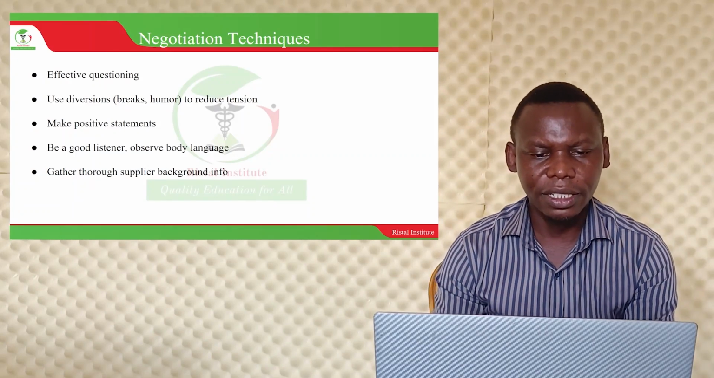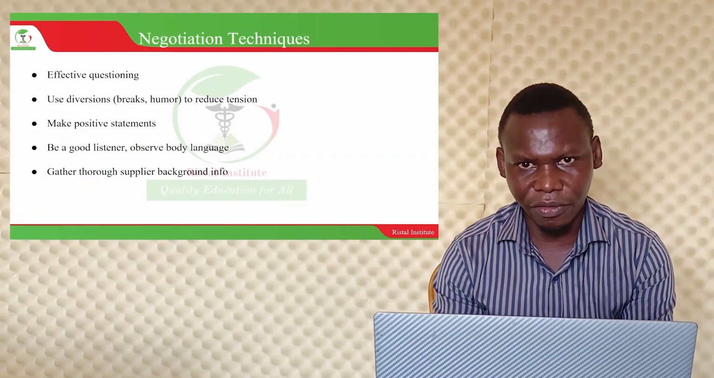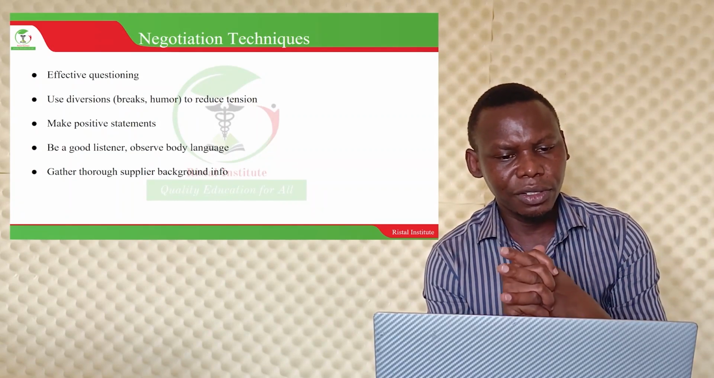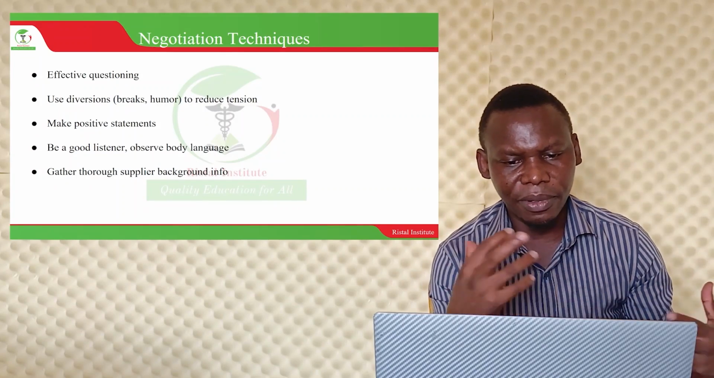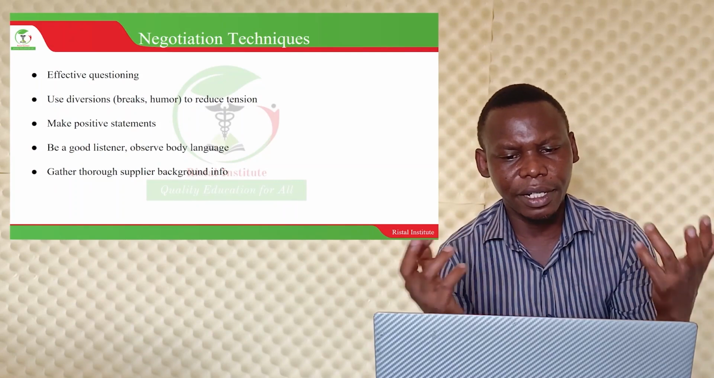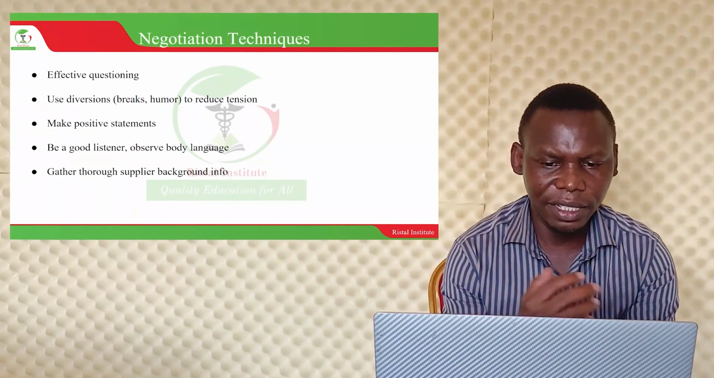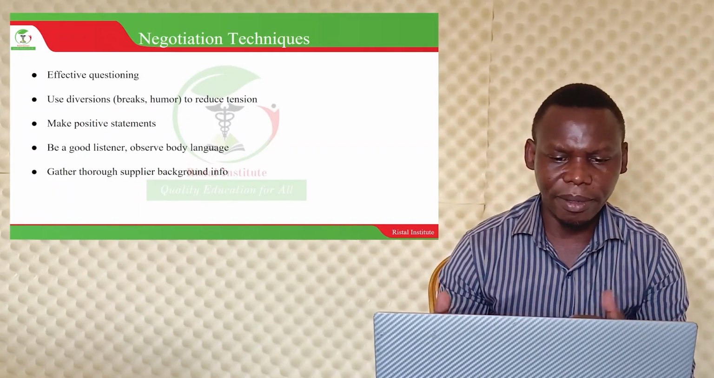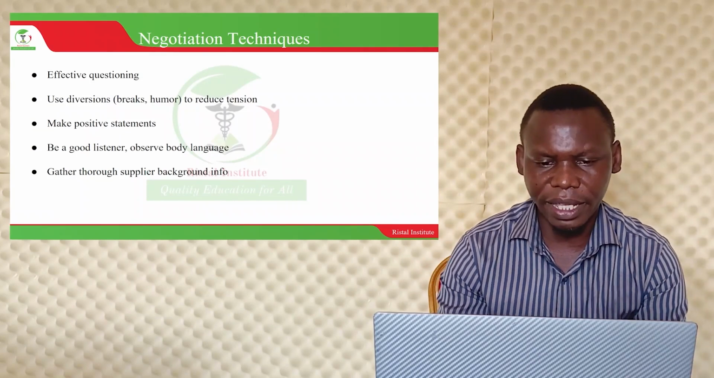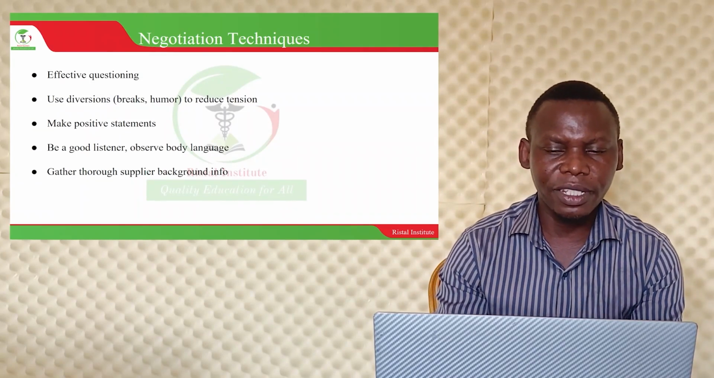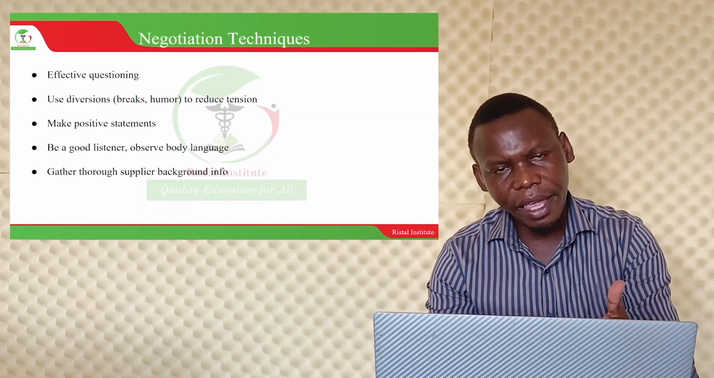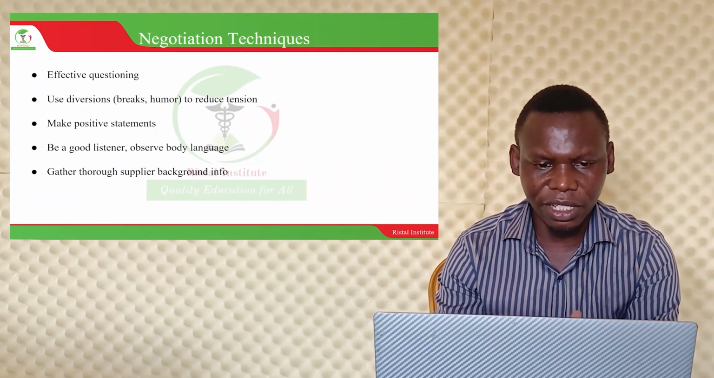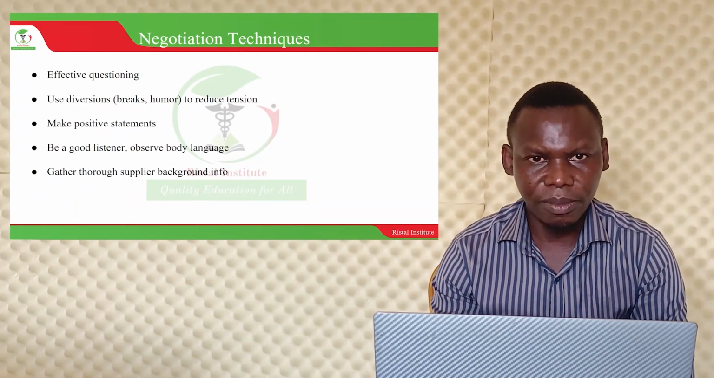Effective questioning. You need to have questions that are so effective. You need to set questions that are straight and clear. You need to also use diversifications. For example, you create a break or you create humor where people can know something funny to reduce tension. So that when tensions are rising, people can relax, something like people can go for a break during the negotiation. Then make positive statements that are promising, statements that show that we are still going ahead in the negotiation, not statements that are closing up the negotiation process.